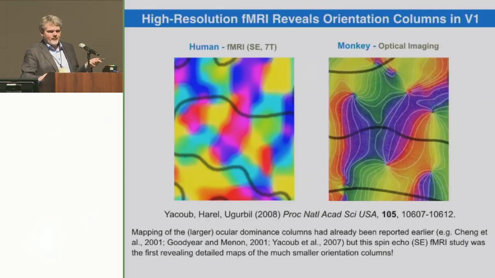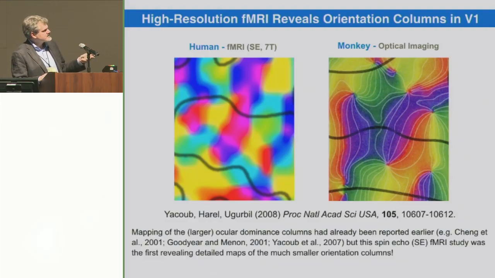So is that possible? In this seminal paper by Essa Yacoub and colleagues, it was indeed shown that with high field imaging, in this case 7 Tesla, and a certain spin echo sequence, it was indeed possible to resolve orientation columns in V1. So this paper is very important because it shows that we can indeed resolve these very fine-grained columnar structures in the human brain using brain imaging. The price to pay is we have to move on to high-field imaging and to sequences which are less error-prone to draining vein effects. I come to this in a moment.